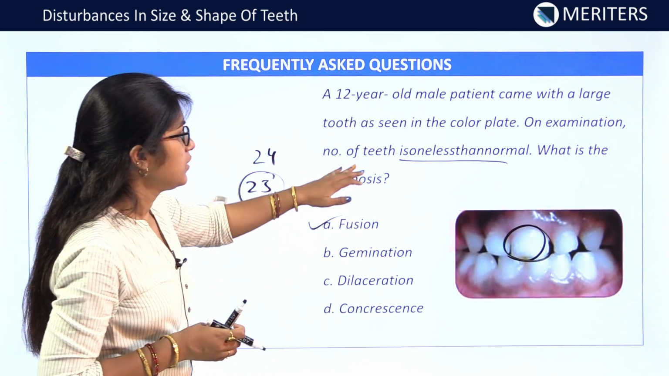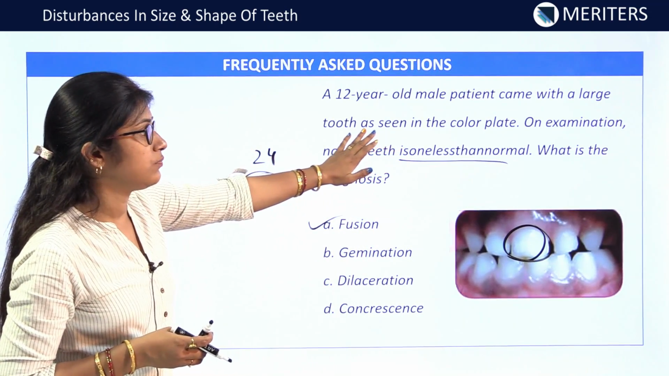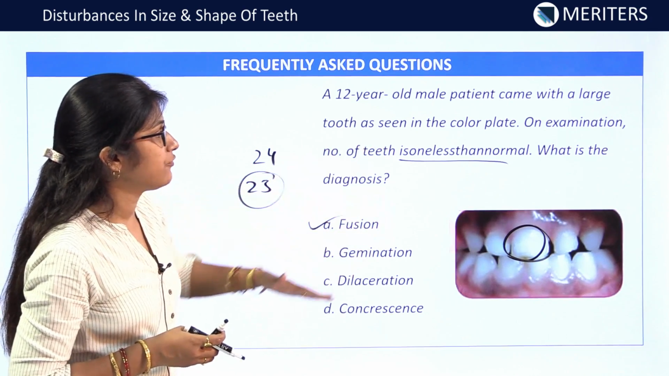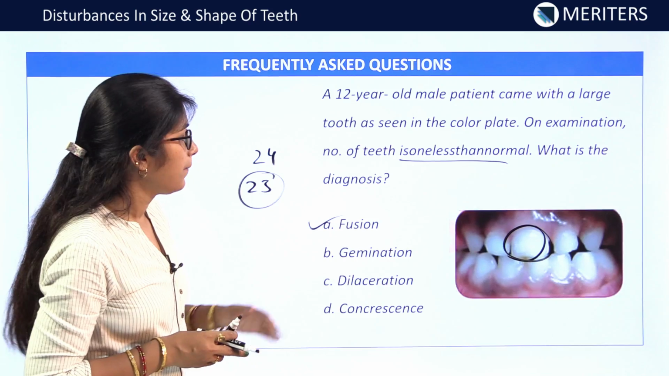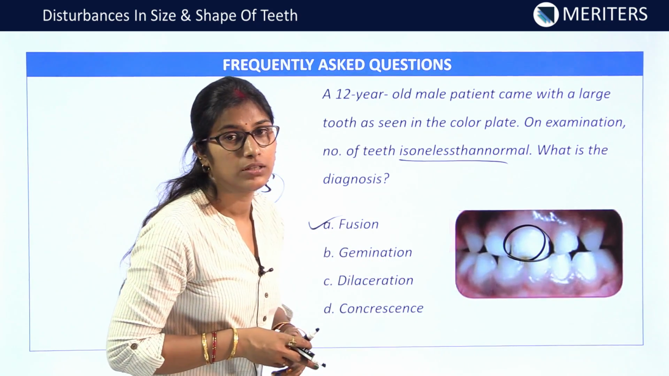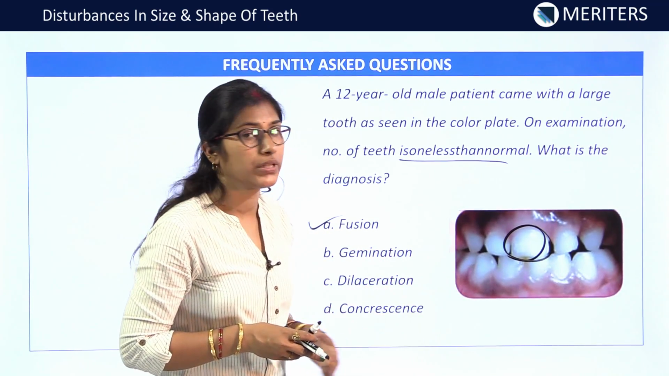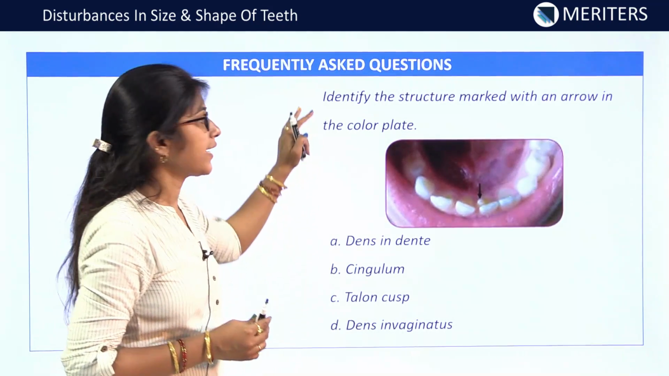Now you can correlate it with the history also, meaning the examination findings. What are the examination findings? The number of teeth is 1 less than normal, plus the clinical picture, the clinical picture that is given along with the question. Now, we'll see the next question.